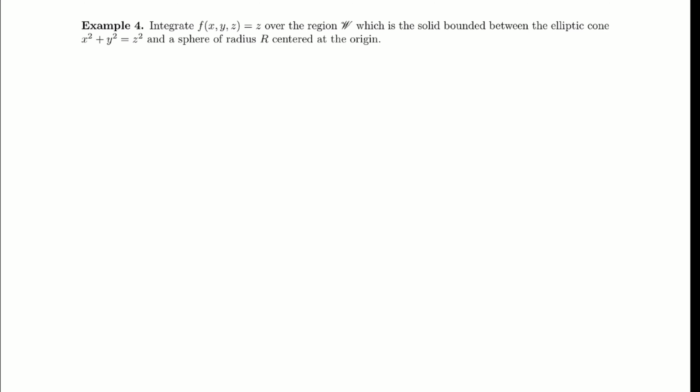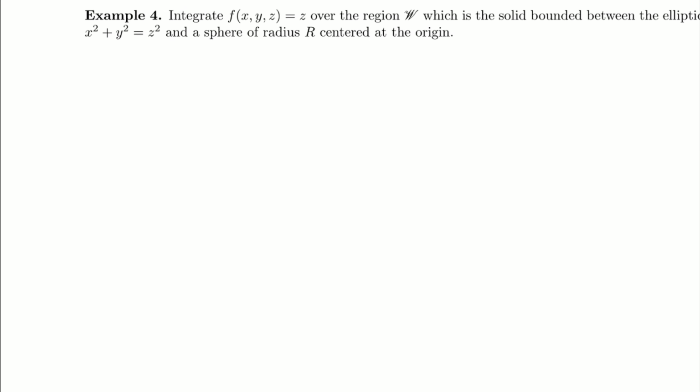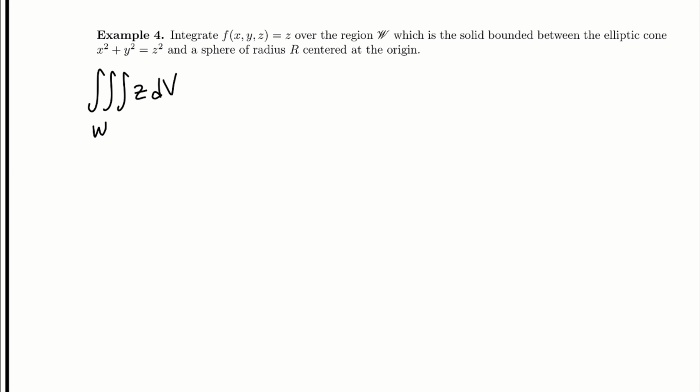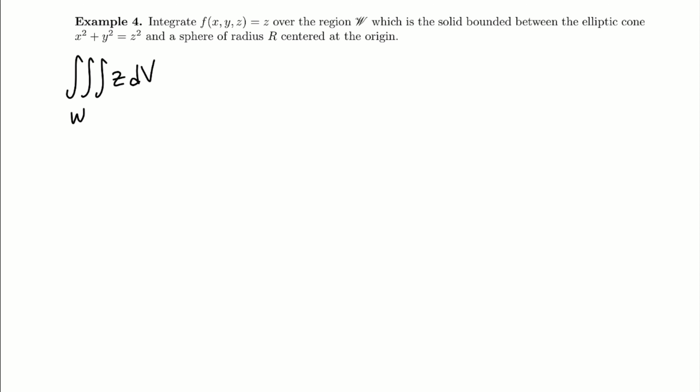All right, lastly, we have example 4, our last spherical coordinate example. We're to integrate the function z over the region W. So our goal here is to find the triple integral over W of z dV. And W is the solid region bounded between the elliptic cone x squared plus y squared equals z squared and a sphere of radius r centered at the origin.